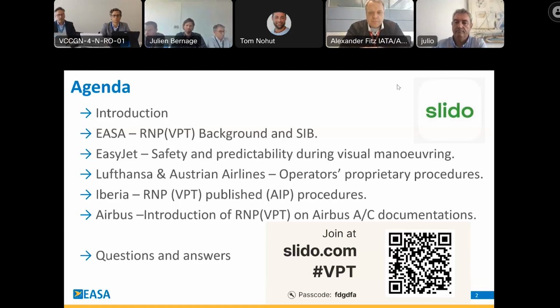Then we have a presentation on the safety case of the RNP VPT, and this will be delivered by Alexander Gerritsen, who is from EasyJet Europe. He's a chief pilot and nominated person flight operations. This will then be followed by a joint presentation between Lufthansa and Austrian Airlines on the development and application of the operator's proprietary procedures, in short OPP.